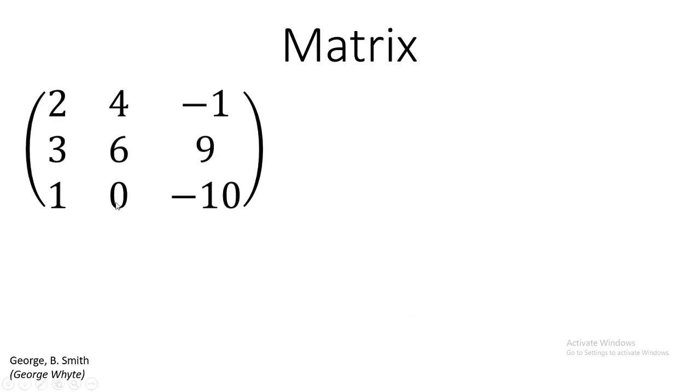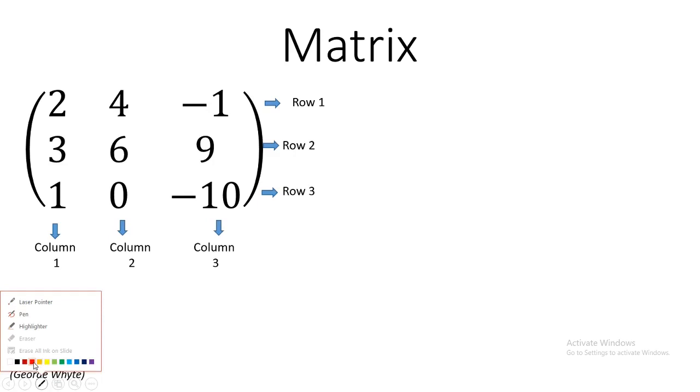This is what you have here. This is what you call the first row. This is called the second row. This is called the third row. And then you have the first column, the second column, the third column. So that's what you call a matrix. It's a rectangular arrangement of items in rows and columns.